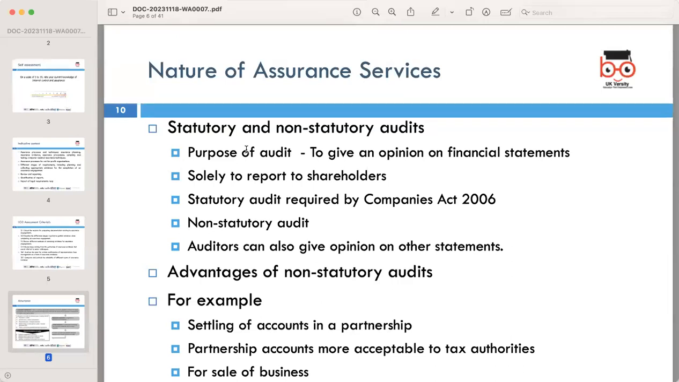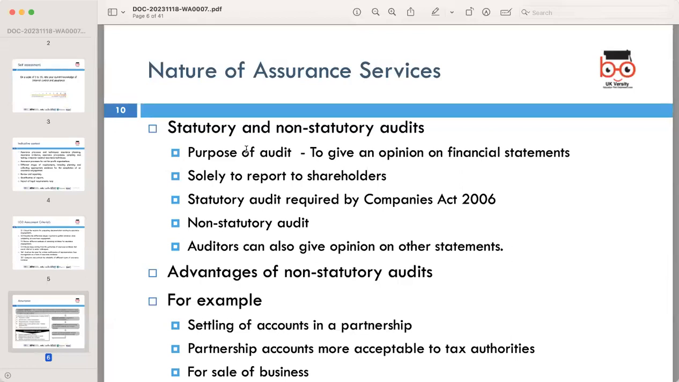So assurance services help ensure that everything is in order and the financial information is reliable. There are two types of audits, statutory and non-statutory. Imagine a statutory audit as something required by law, specifically the Companies Act 2006. It's like a rule that companies need to follow to make sure their financial statements are accurate.